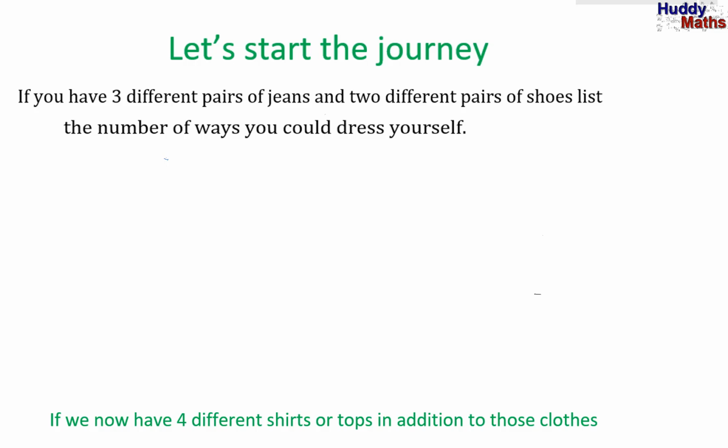Okay, here we are. If you have 3 different pairs of jeans and 2 different pairs of shoes, list the number of ways you could dress yourself. Do you want to have a go at that? Pause the presentation, have a go. Well, I'm going to come back now. I'm going to say I have jeans 1, jeans 2, and jeans 3, and pairs of shoes 1 and 2. How many ways can I dress myself?